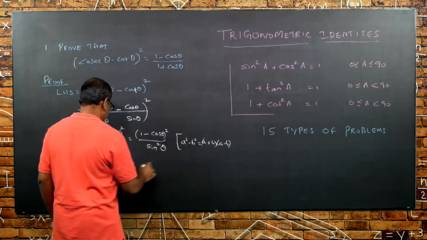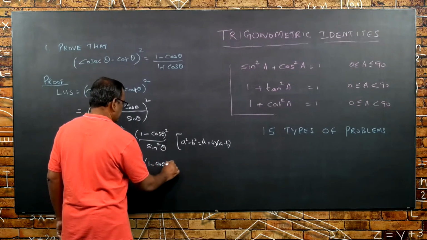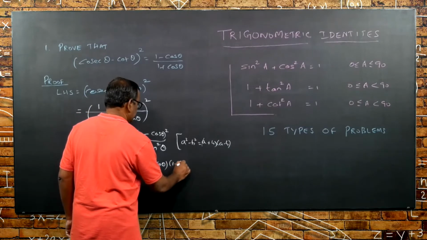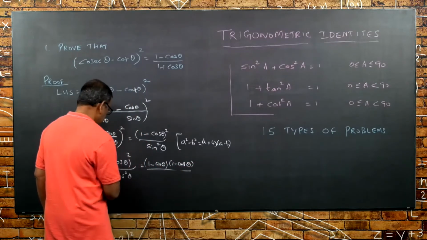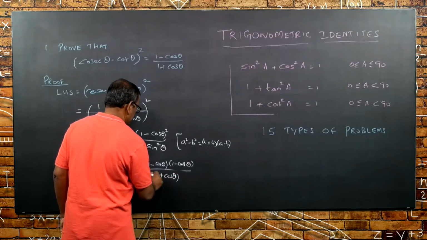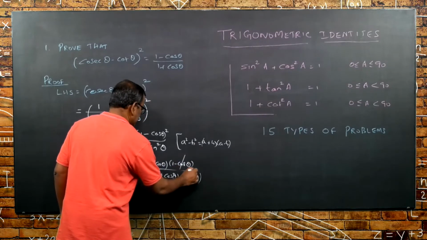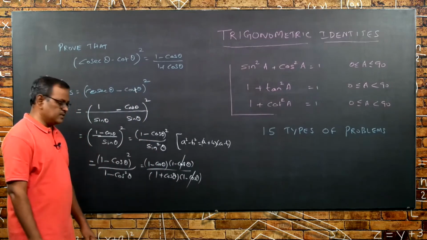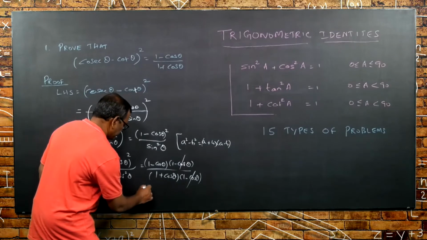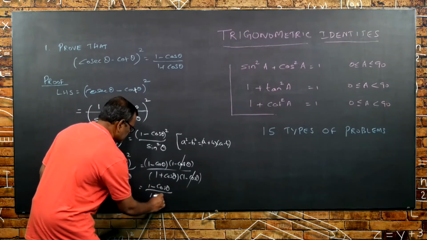this is 1 minus cos theta into 1 minus cos theta by 1 plus cos theta into 1 minus cos theta. We can cancel these two. What is the final step? This is 1 minus cos theta by 1 plus cos theta.